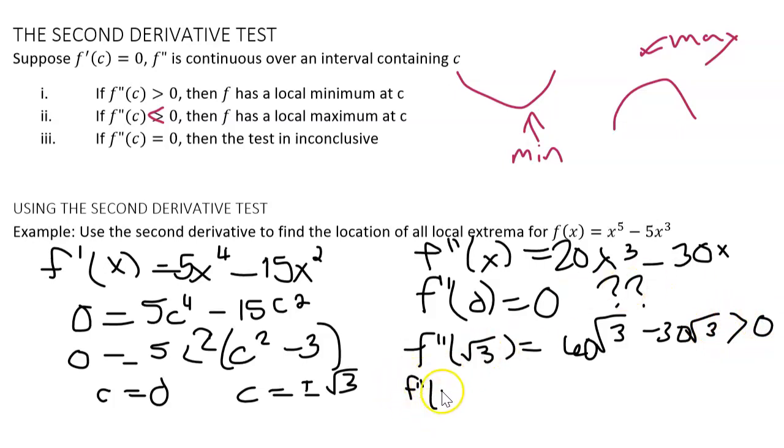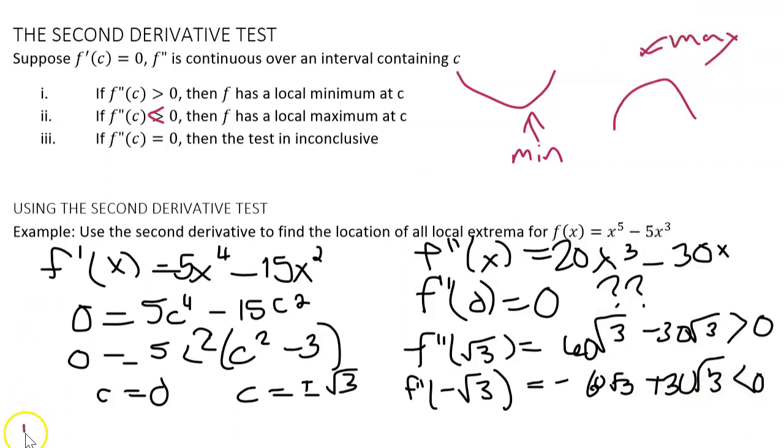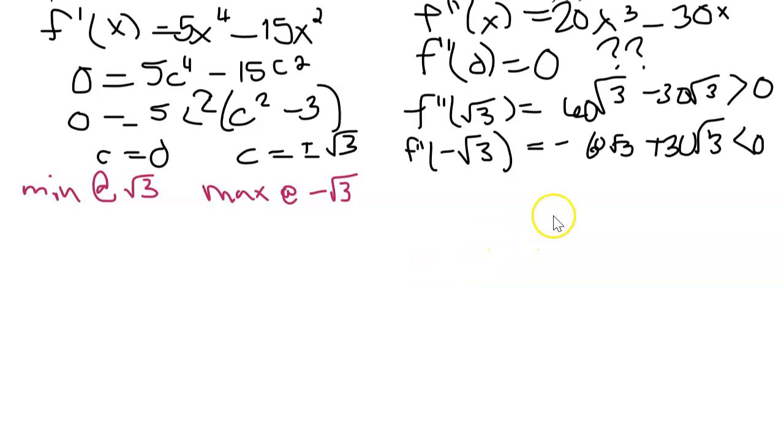And finally, when I plug in negative square root of 3, this is now going to be negative. This is going to be positive, but the overall result is still going to be negative. So I've identified that this is a maximum. So let's classify these. We've got a minimum at the square root of 3, a maximum at negative square root of 3, and we don't know what we have at 0. So for identifying whether 0 is a max or a min, we can always go back to the first derivative test and bust out a little sign chart.